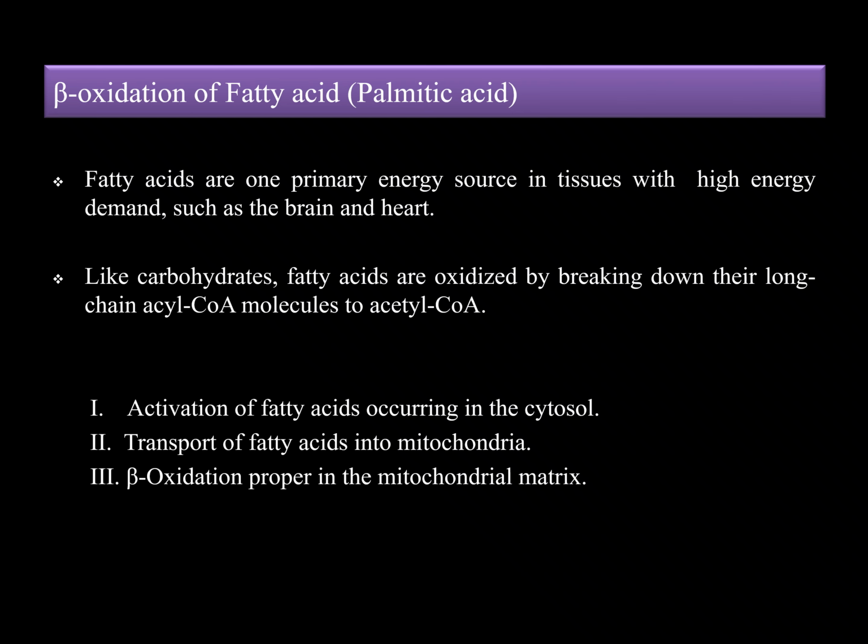Fatty acids are a major energy source in tissues with high energy demand such as the heart, muscles and liver. During fasting, fatty acid oxidation becomes more active because glucose supply becomes limited. When the body oxidizes fatty acids, it produces a large amount of ATP compared to glucose. This is why fat is considered the best long-term energy store. But to oxidize fatty acids, the body must first activate them and transport them into the mitochondria. Now we study this step by step clearly.